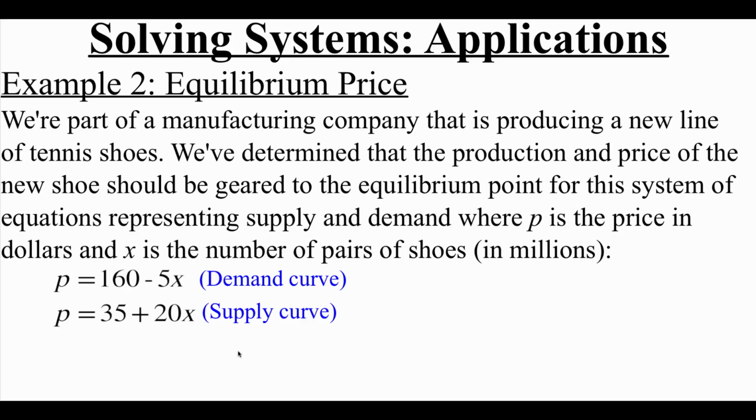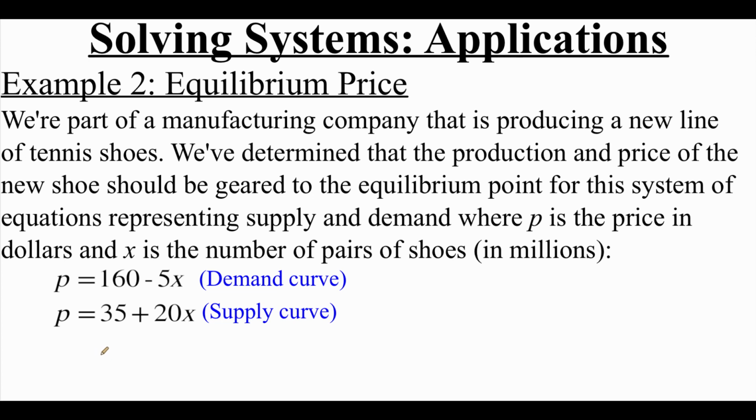So in this example, we're going to be looking at equilibrium price. We're part of a manufacturing company that is producing a new line of tennis shoes, and we've determined that the production and price of the new shoe should be geared towards the equilibrium point for the system of equations down below. Now that system of equations represents supply and demand, where P is the price in dollars and X is the number of pairs of shoes in millions. So we've got a demand curve and we've got a supply curve, and both of those are P equals equations.